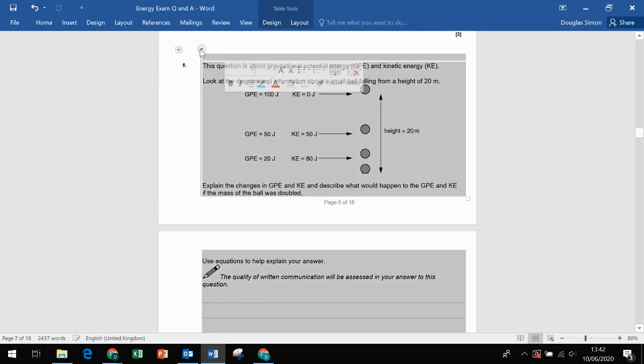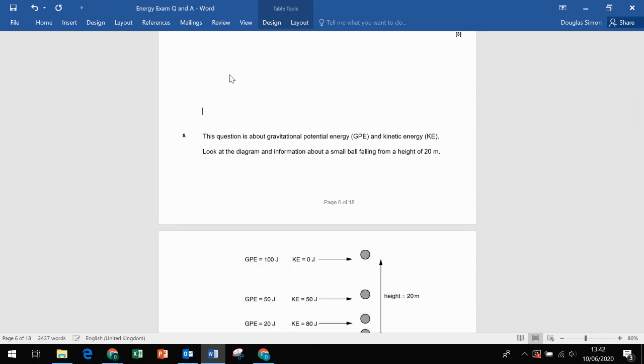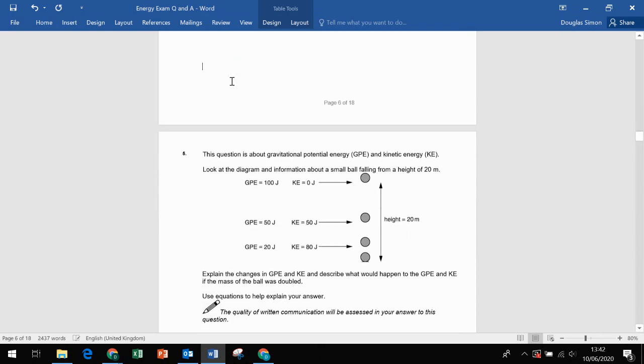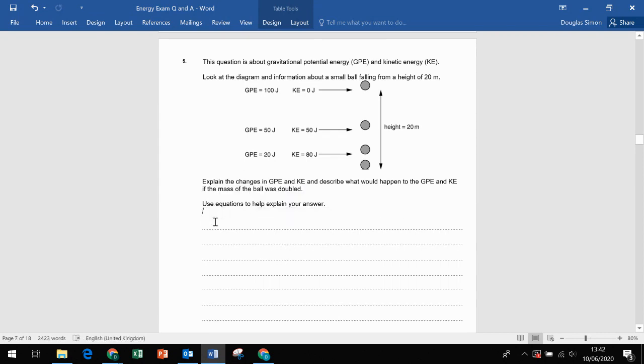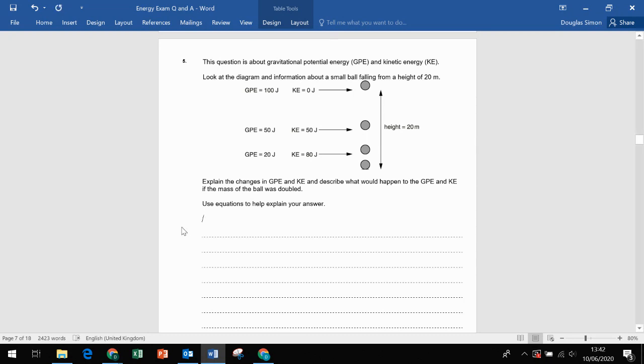All right, question 6. Let's get it all on one page. This question is about gravitational potential energy and kinetic energy. Look at the diagram and information about a small ball falling from a height of 20 meters. Explain the changes in GPE and KE and describe what would happen to the GPE and KE if the mass of the ball was doubled. So, as the ball falls, GPE turns to KE.